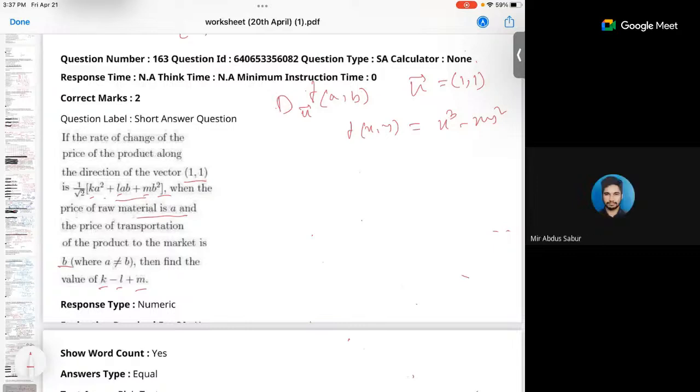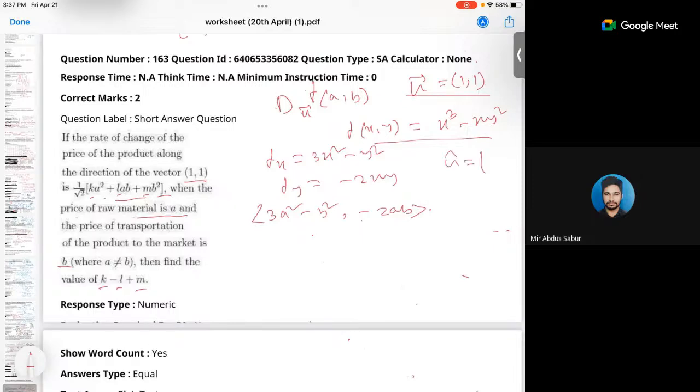Hello, you did it? Yes, sir, completed. Okay. Actually, see here, f_x is this one. So f_x is equal to 3x square minus y square. f_y will be minus 2xy, right? So f_x(a,b), f_y(a,b) will be (3a square minus b square, minus 2ab) dot the unit vector in this direction.